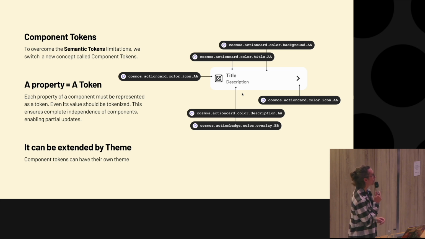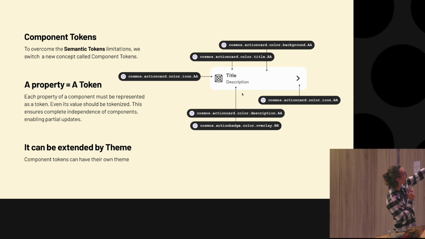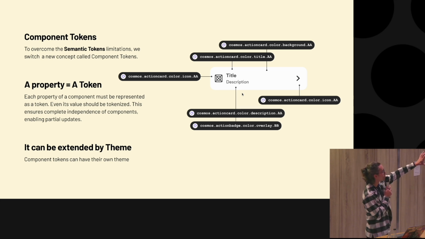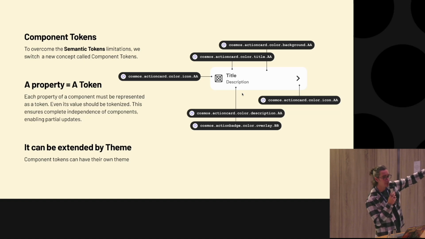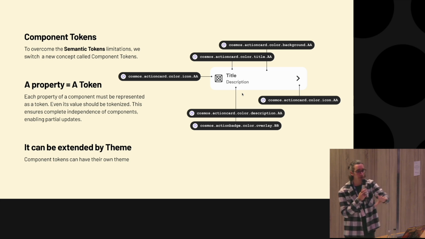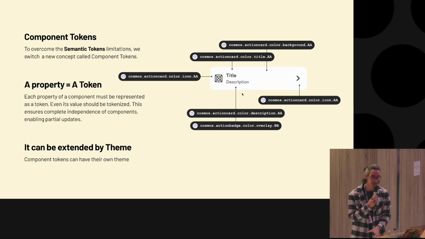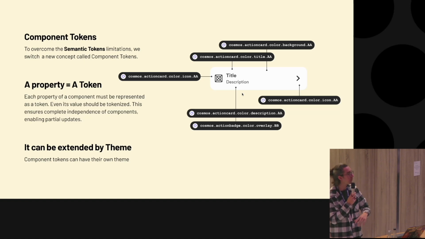That's how a component token looks like. So you have a component that we call an action card. And every single property there, in this case a color, is given by a token. So you have background, title, icon, description, overlays. Every single thing needs to be a token. It can become overwhelming. That's one downside of that. We're going to speak about it later. But every single property should be represented as a token.